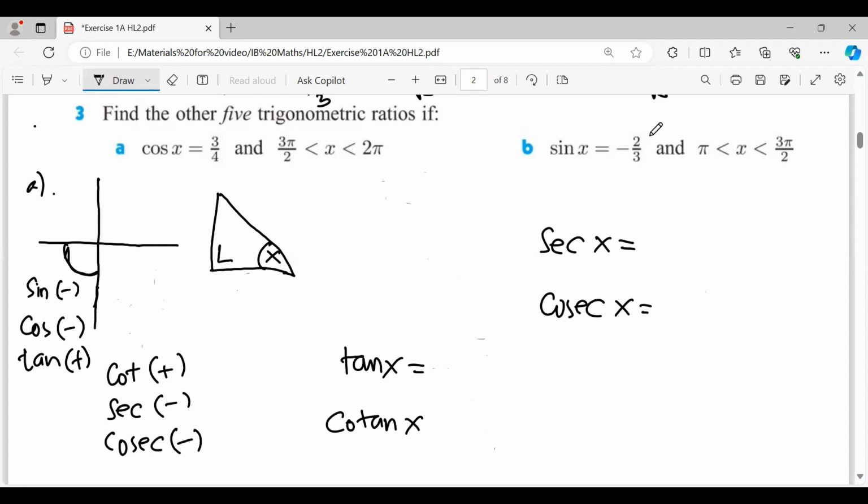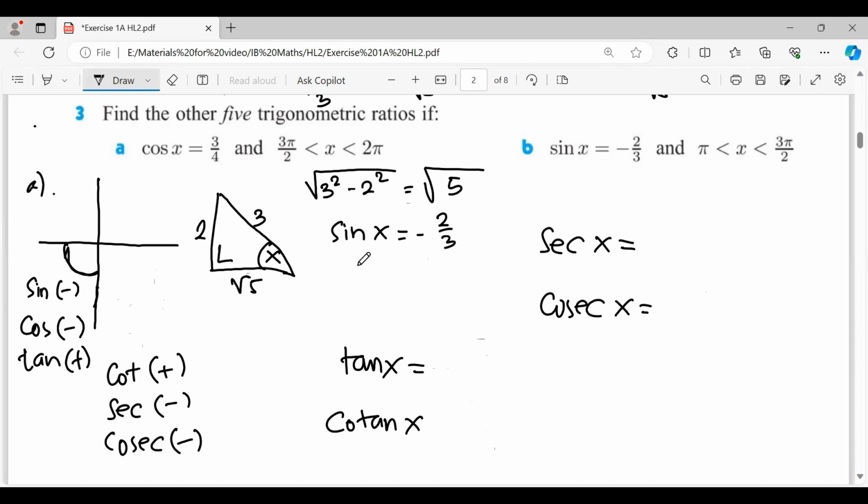So if sine is 2/3, it means 2 here, this side, and 3 here. We are going to find this side, the base. The base of this triangle is the root of 3 squared minus 2 squared. Okay. It is root of 9 minus 4, which is 5. Root 5. So root 5 here.